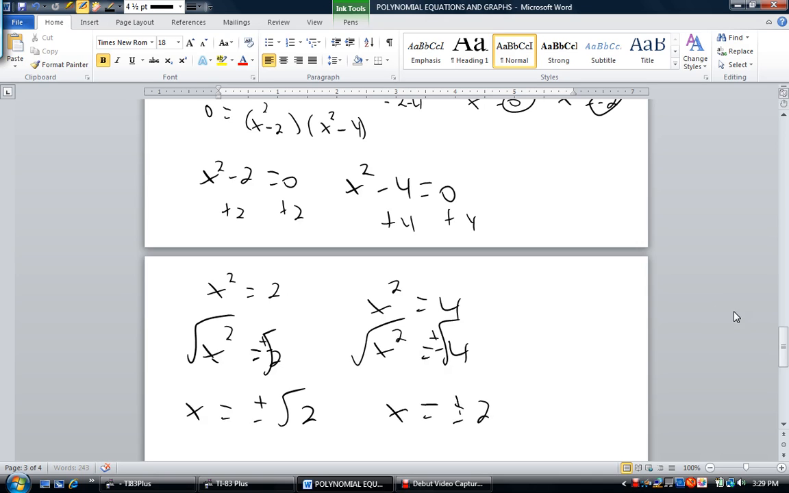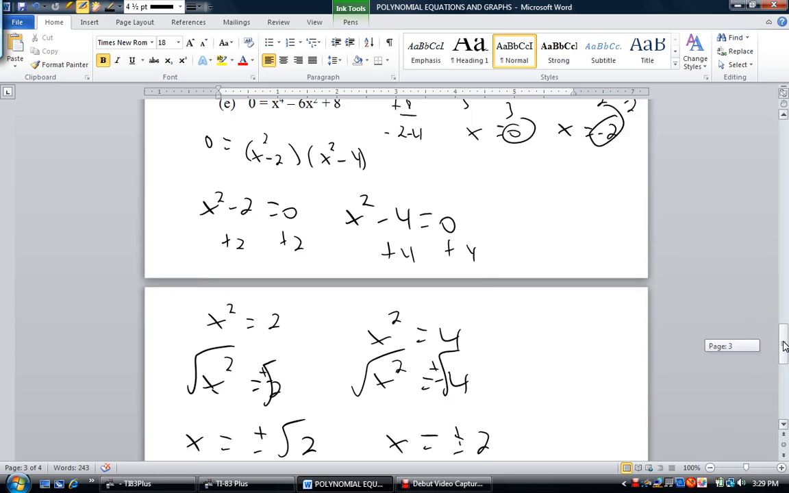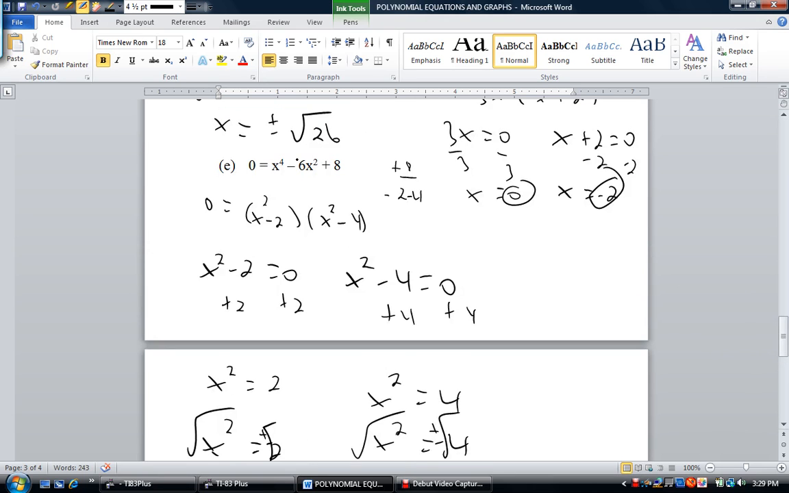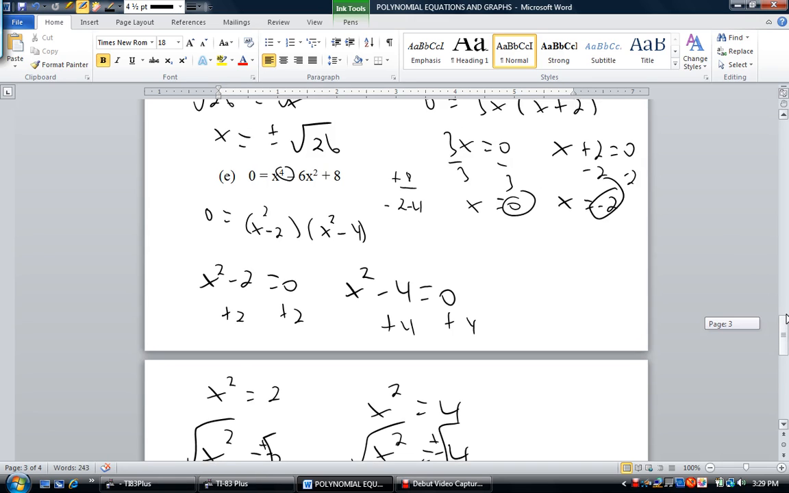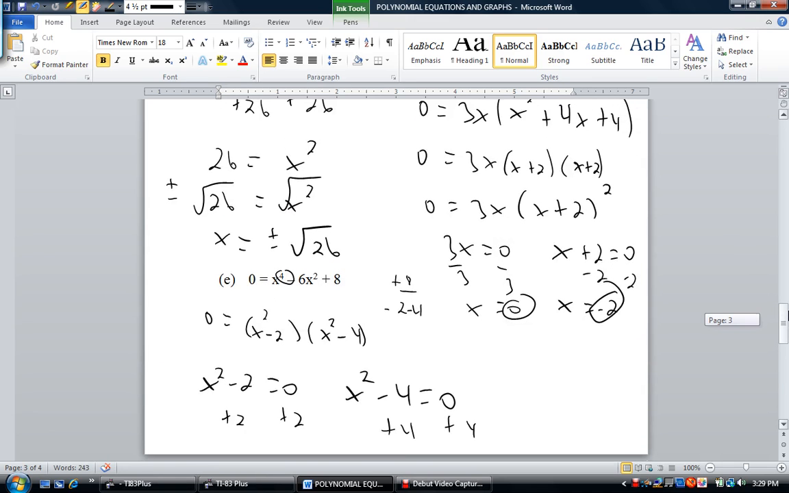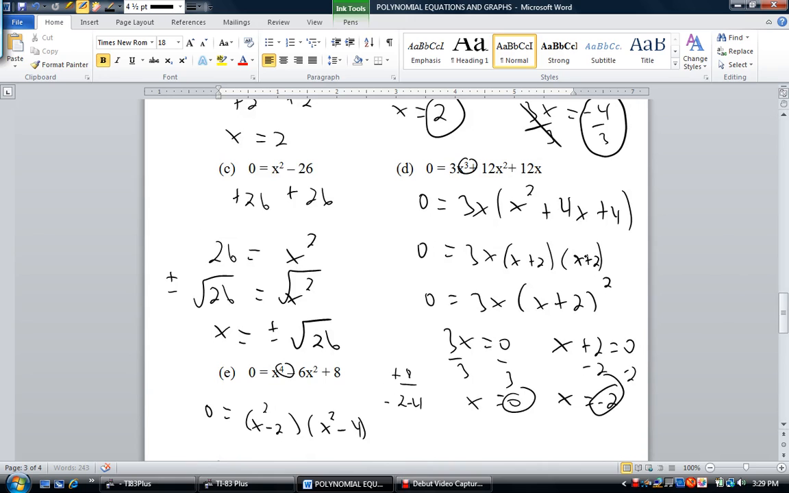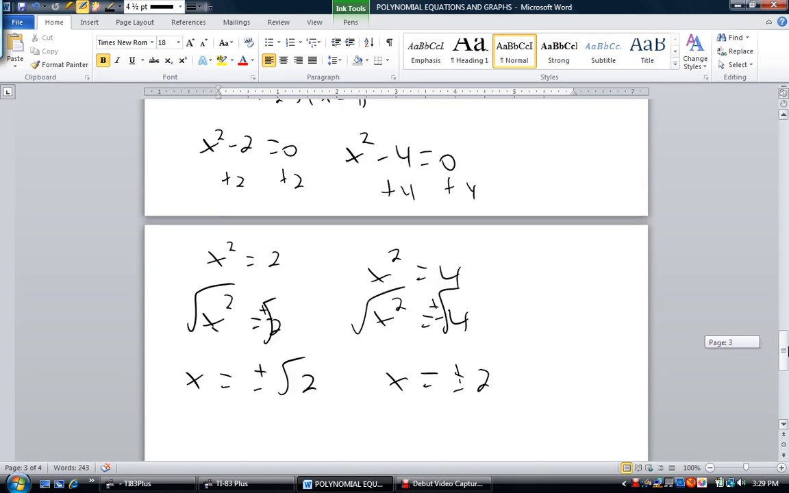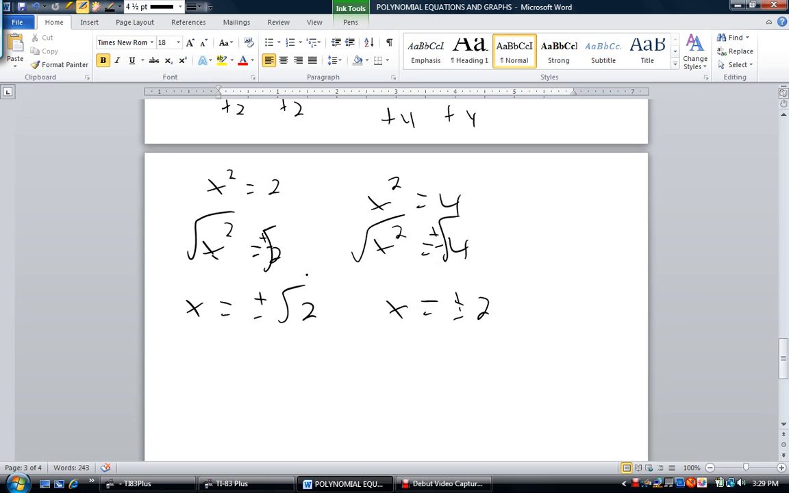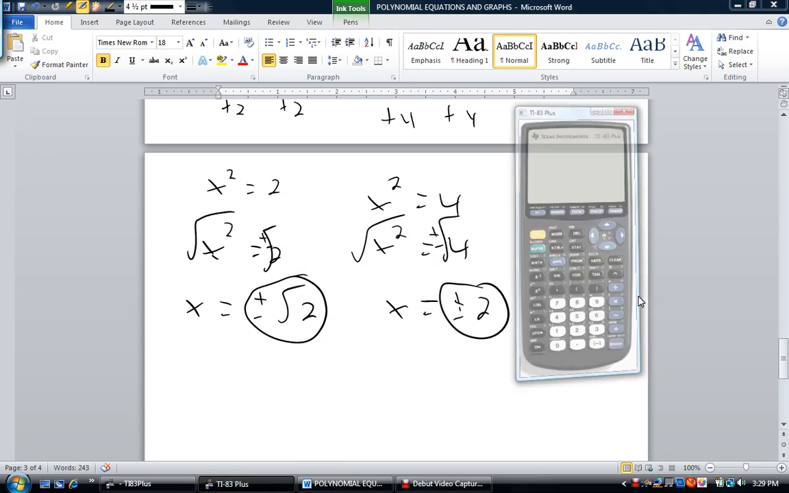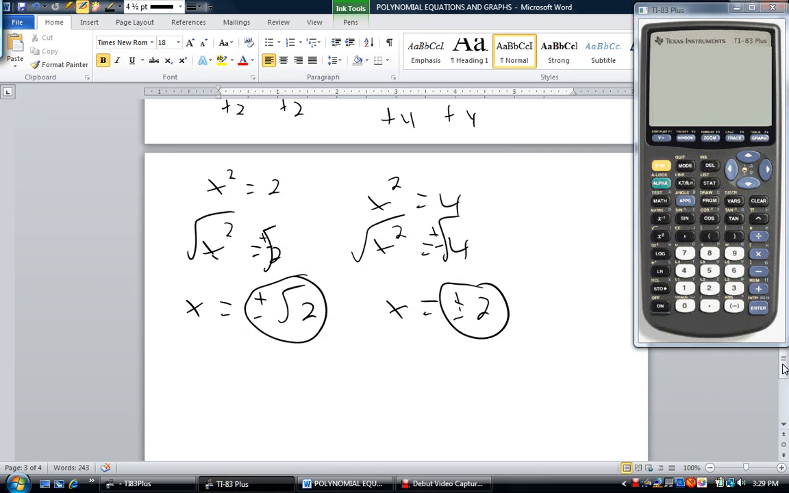So we actually have 4 different answers. And one way to realize that you do is because of this degree. 4 is the highest. So you're looking for 4 answers. Now this one up here actually had 3. It just so happened that this minus 2, there's actually 2 of them. We'll talk about that in a later video if you stay with me. So we have our 4 answers, plus or minus square root of 2 and plus or minus 2. Let's just look at the graph. You want to?